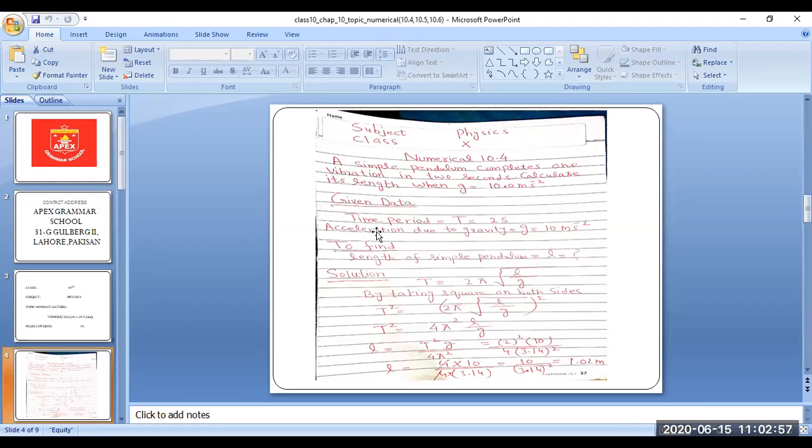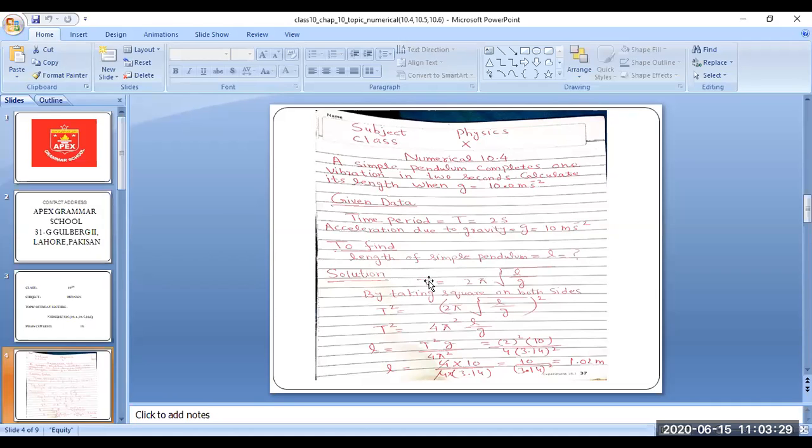Given data, time period is denoted with capital T and it is 2 seconds. Then acceleration due to gravity, g, is 10 meter per second square. This is the understood value. We have done so many times. To find length of the simple pendulum L, in this numerical we are asked to find length. So we will use the same formula.